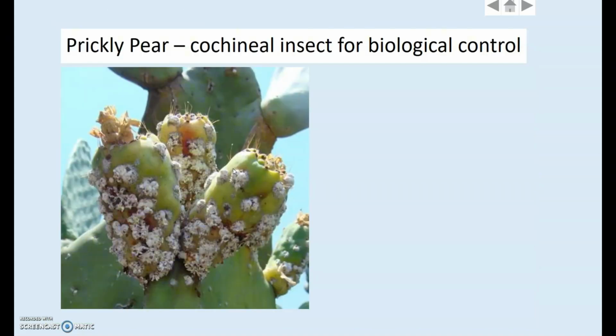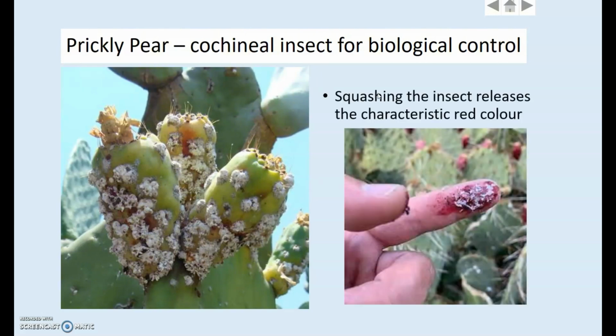Finally, the prickly pear. This white fungus-like stuff is actually an insect. It's called the cochineal insect, and it's used as biological control on the prickly pear. If you squash it, it actually looks this reddish color and has been used as food colorant in the past, commonly called cochineal.